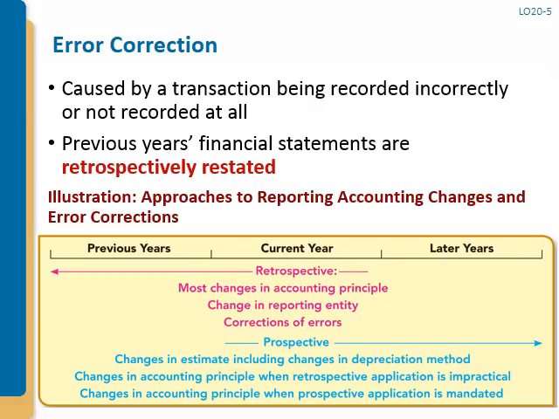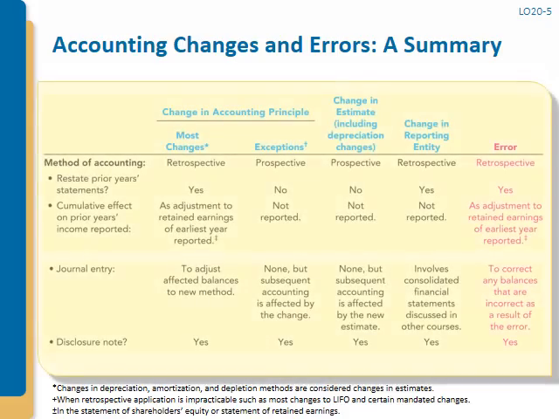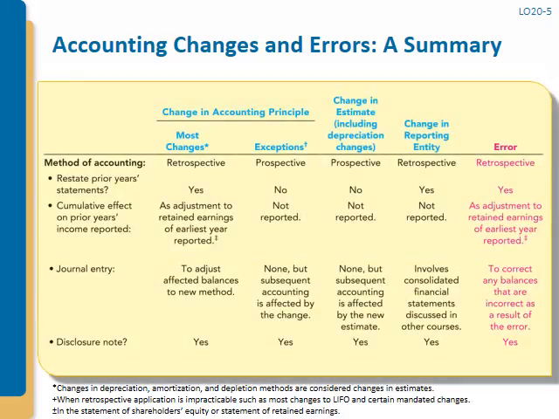As we discussed earlier, most changes in accounting principle, changes in reporting entity, and corrections of errors are accounted for retrospectively, whereas a change in estimate, including changes in depreciation method, changes in accounting principle when retrospective application is impractical, and changes in accounting principle when prospective application is mandated are accounted for prospectively. A comparison of accounting treatments is provided by this illustration.